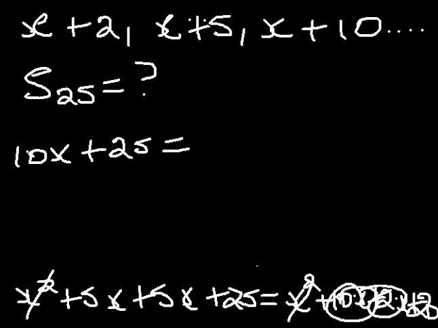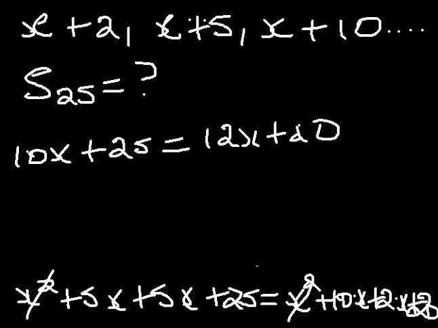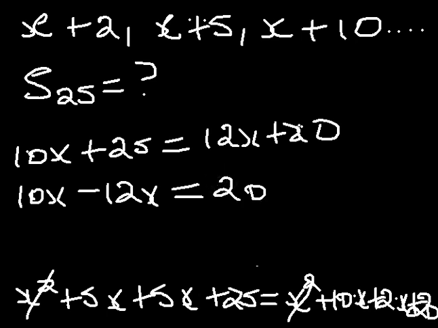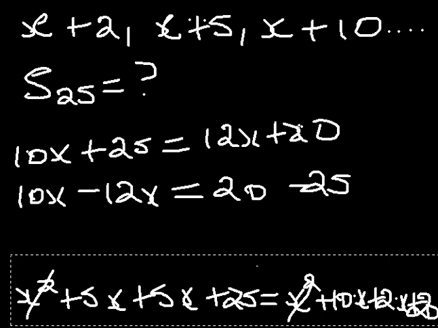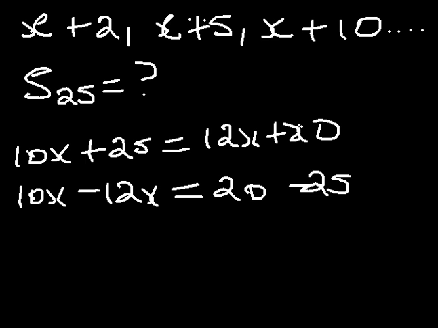10x plus 2x, which is 12x, plus 20. Now we'll collect the like terms: 10x minus 12x is equal to 20 minus 25. So this is negative 2x, which is equal to negative 5.